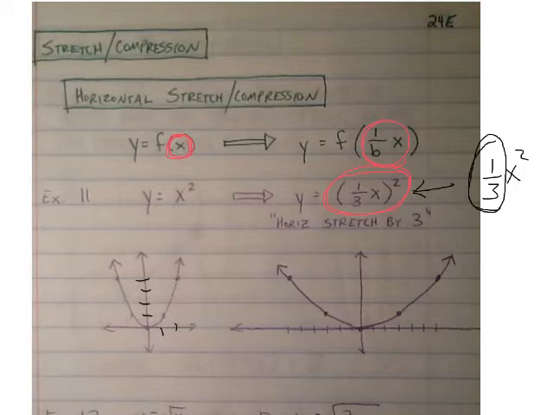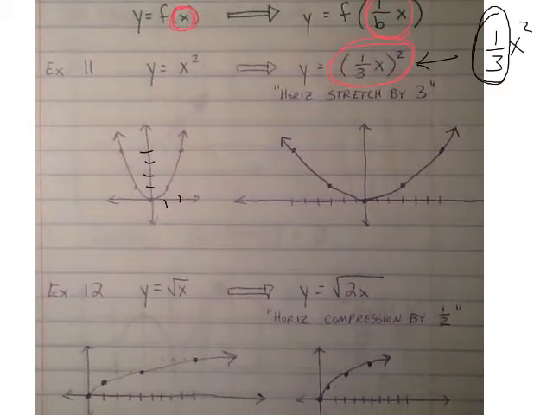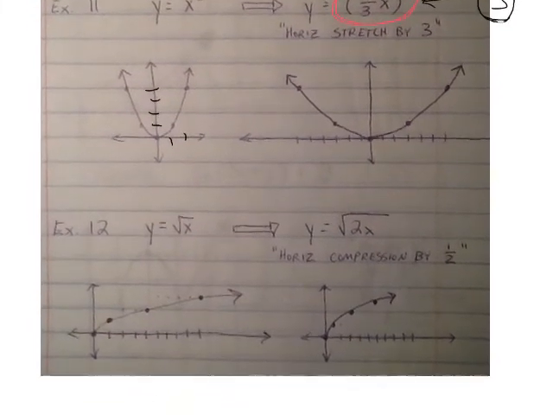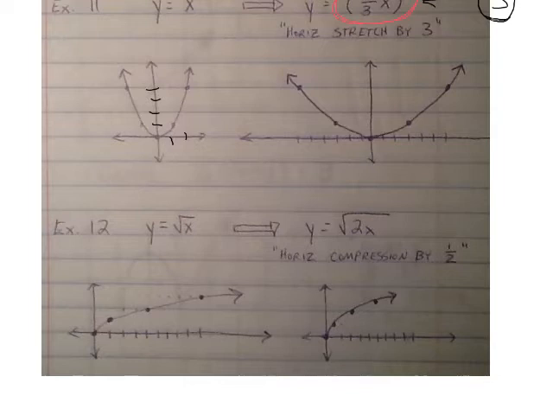Let's take a look at another example. Here we take our parent function root x, and we've replaced x with 2x. And so what that effectively is saying is we are multiplying x by 1 over 2. That's kind of hard to see, so most people just stick to taking the reciprocal of the number in front of x. And that tells us that we have a horizontal compression by 1/2.